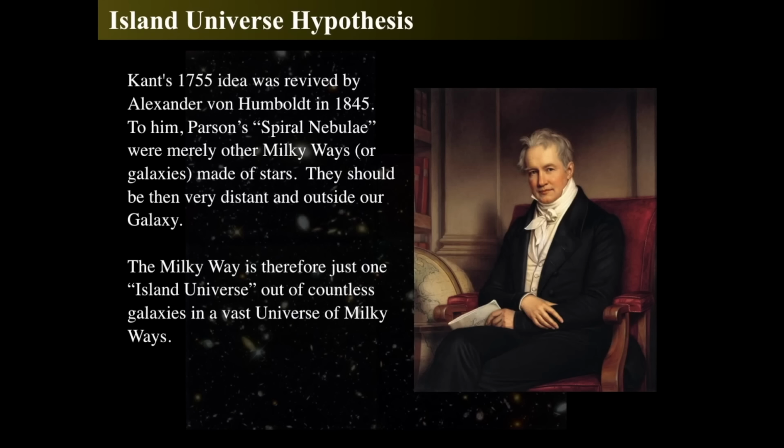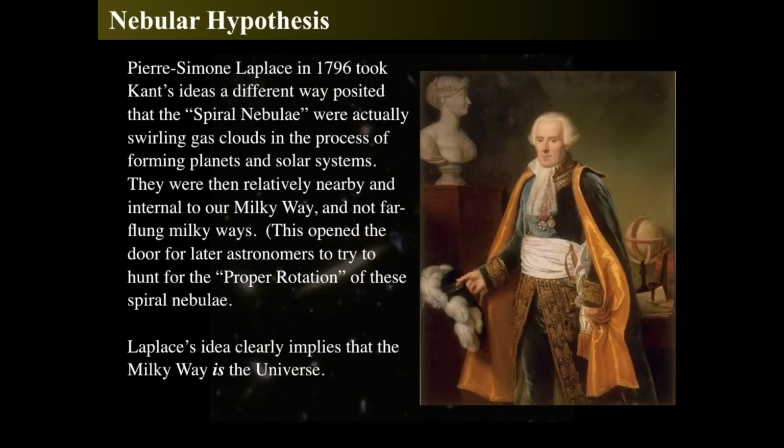All right, Kant's idea from about 1755 was brought about. Alexander Humboldt looked at Parsons' spiral nebulae and said, "Those are other Milky Ways. They're just made of stars." And so they're very, very far away. So he thought those disky sort of things have the same appearance as the Milky Way, but just viewed edge on and far away. So Alexander Humboldt said the Milky Way is an island universe of lots of stars, and there are many, many other galaxies out there, and we're just one of them. And this idea dates from 1845.